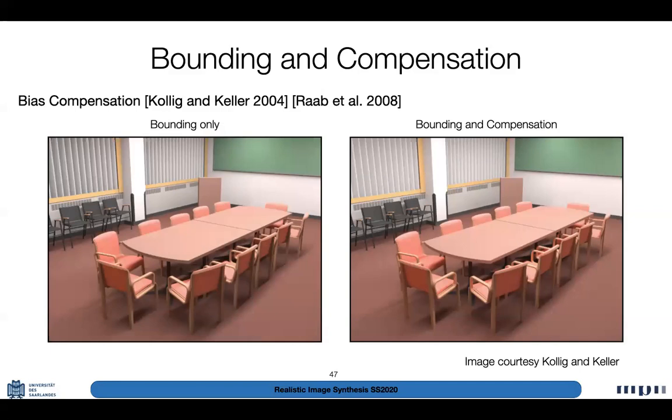Yeah, so here what you can see is that if you just look at the two scenes, they look pretty much the same, right? On the left, you have the bounding term used only, and on the right side, you're doing the compensation. Can anybody tell where the difference is happening in these two images? It's just a visual inspection.